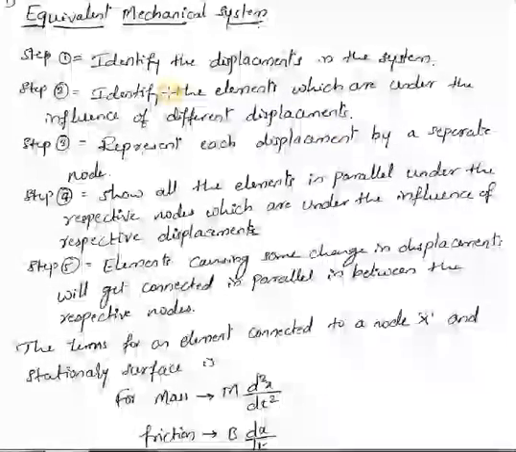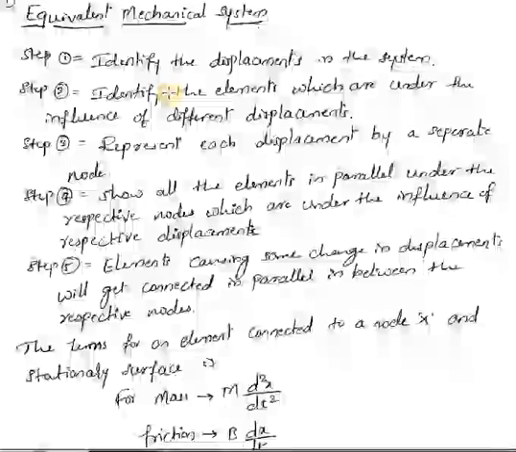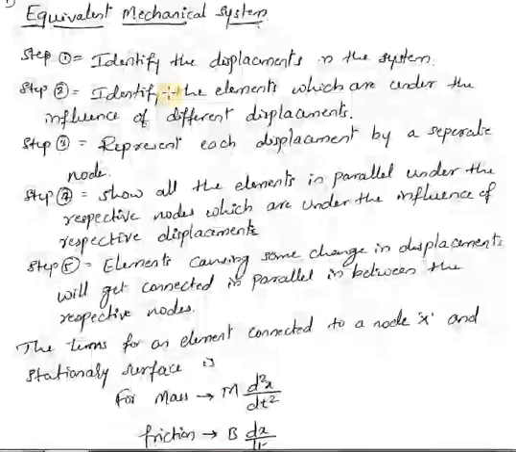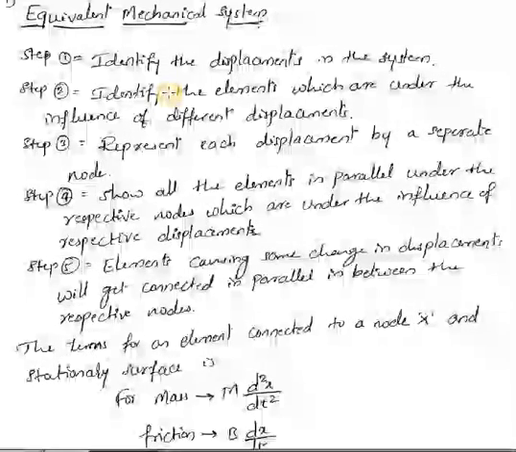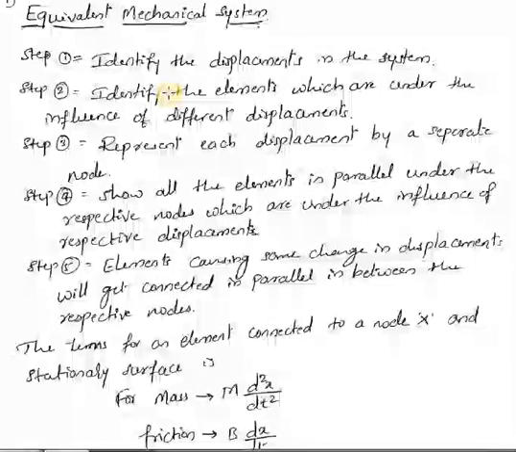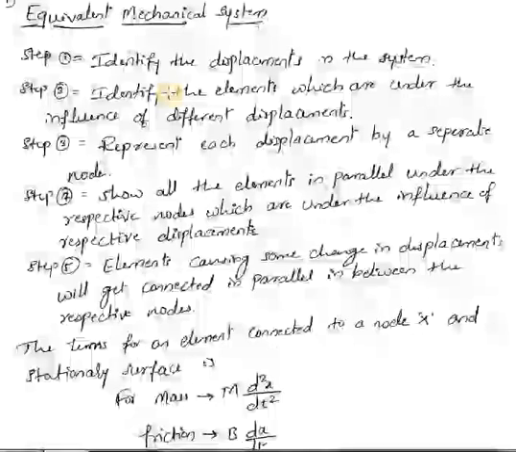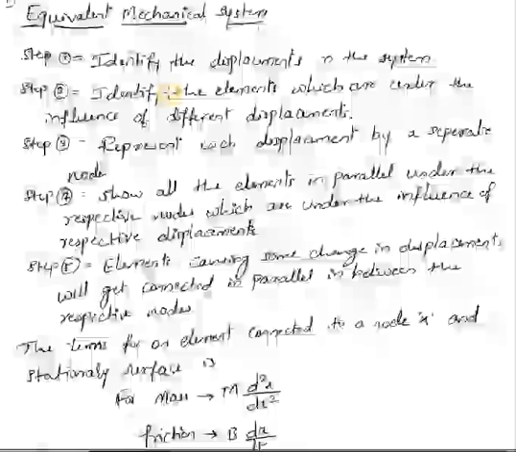The second step is to identify the elements which are under the influence of different displacements. If x1 is occurring on m1, then m1 is related to x1. If x2 is happening on m2, m2 is related to x2. But if these two masses are connected by a spring or a dashpot, that spring or dashpot will have the combination of x1 and x2, right? So you need to identify the elements which are under the influence of both displacements.